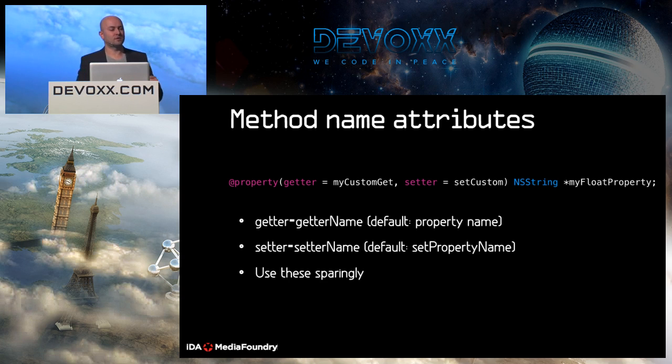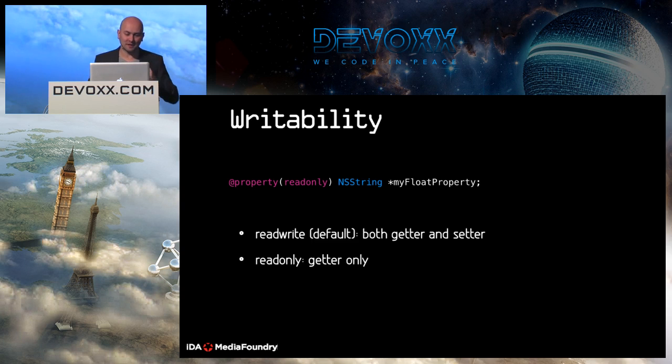So method name attributes first off, so we will now modify the getter and the setter, just for the example, because basically you never need to do this. But you can, just to give you the chance to do so. You can say my getter will be called myCustomGet instead of myFloatProperty, which is basically wrong because it's a string. I need to correct that one. And the setter is setCustom in this case. So again, this leads to very unreadable code, so don't use it. But you can. Just to be complete, I put it in there.